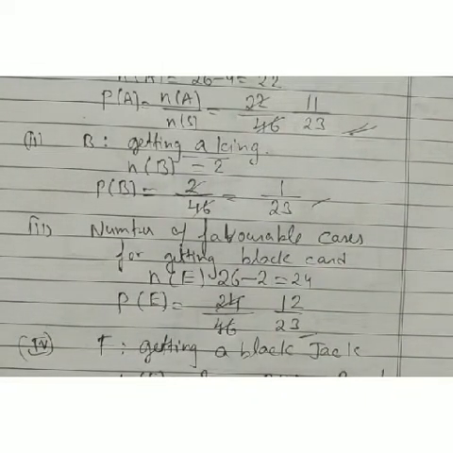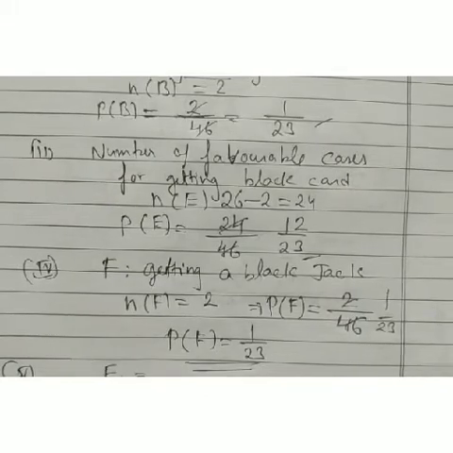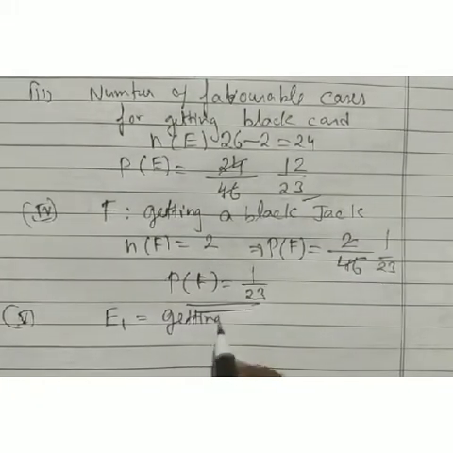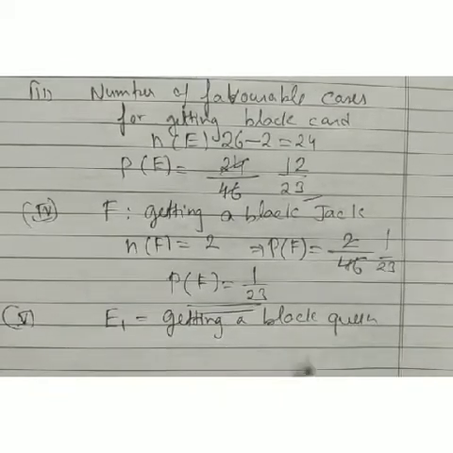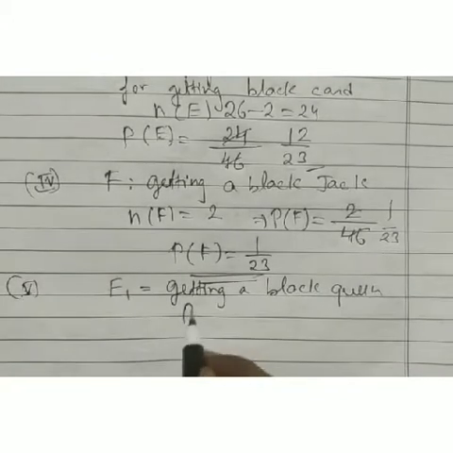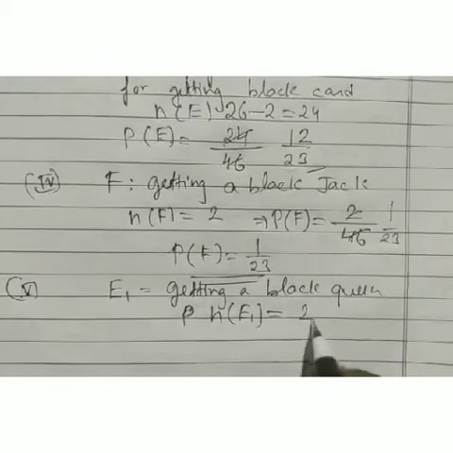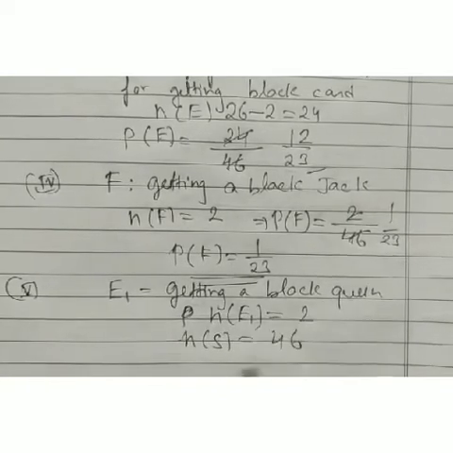Again we have 2 queens which are red and 2 queens which are black, so 2 black queens are there. Then we have to find the probability of getting a black queen. Let's suppose it's event E, getting a black queen. Then the favorable outcomes are only 2 black queens, and the total sample space has 46 cards.